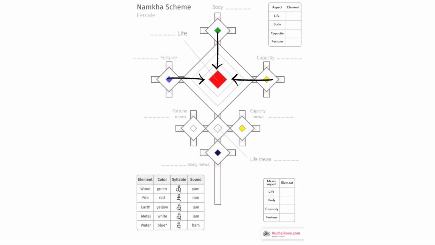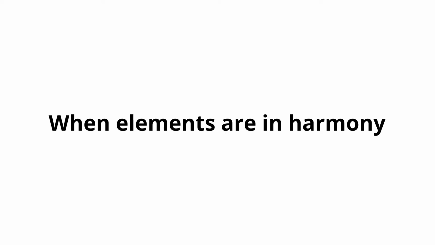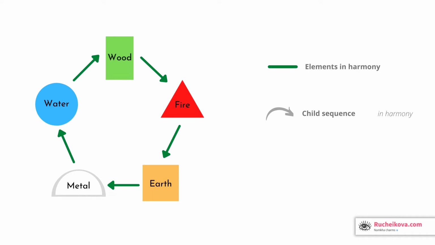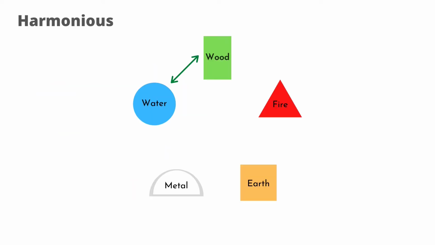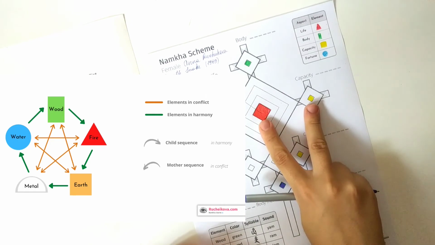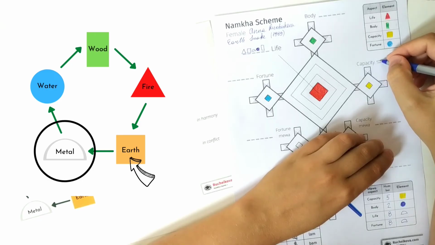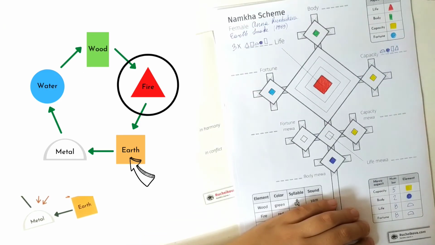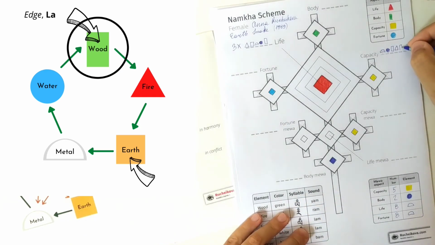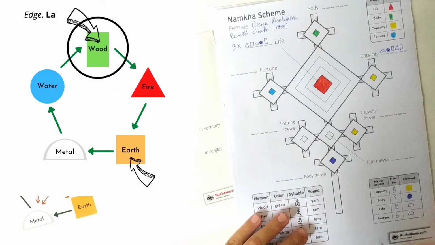In upper part, we will harmonize aspects by comparing them with life. When elements are in harmony, we follow the child sequence. These elements are always neighbors in the circle. I am comparing capacity and life. They are in harmony. To harmonize capacity, we move in child sequence and collect the rest of five elements. Metal, water, wood, fire. Then we go back to wood, the edge element, by the shortest harmonious path.